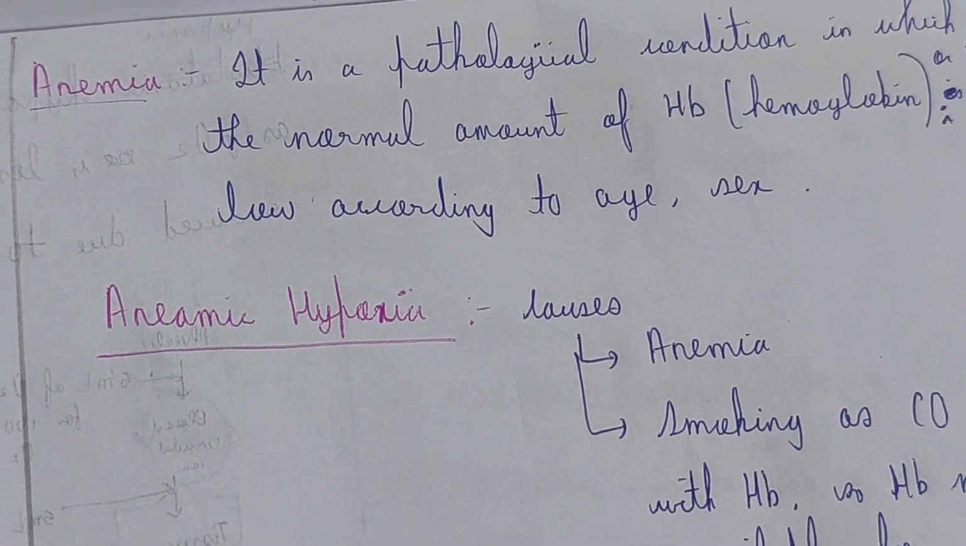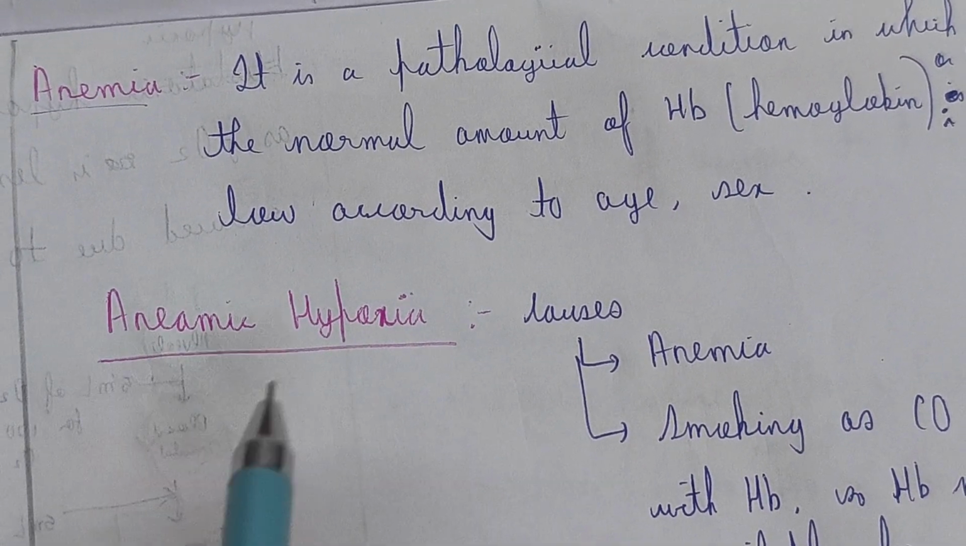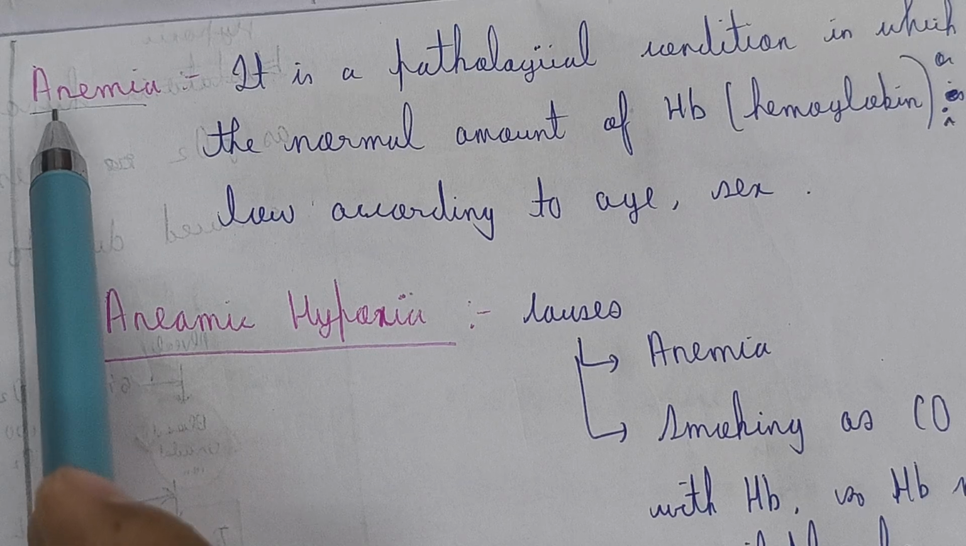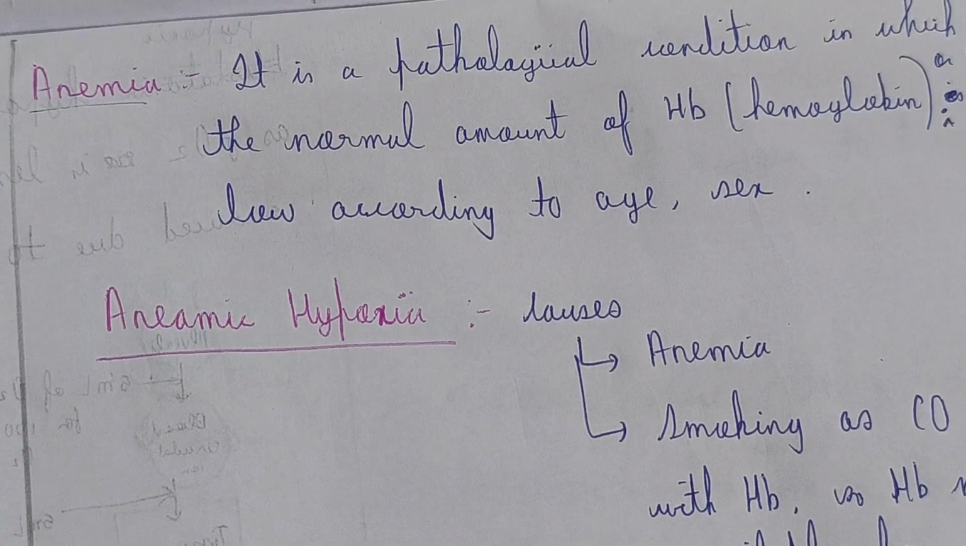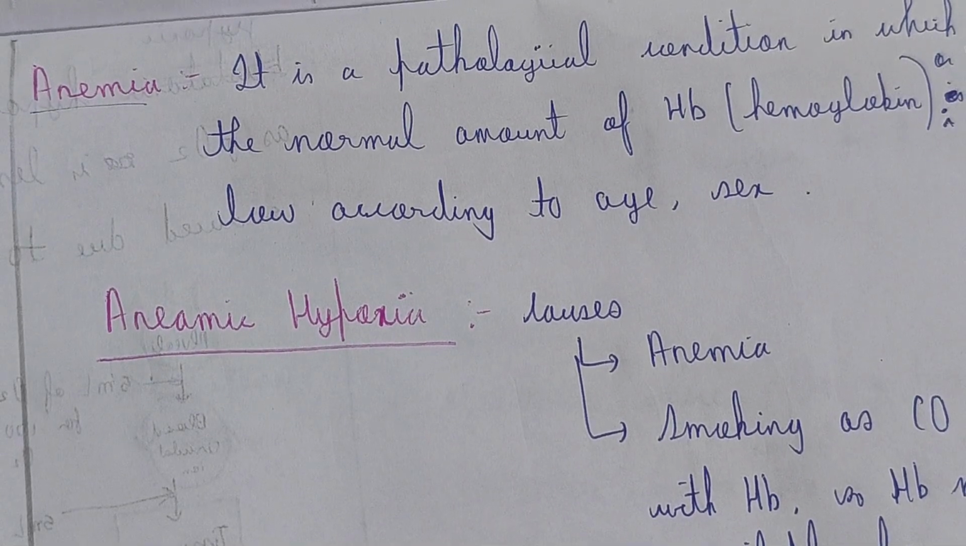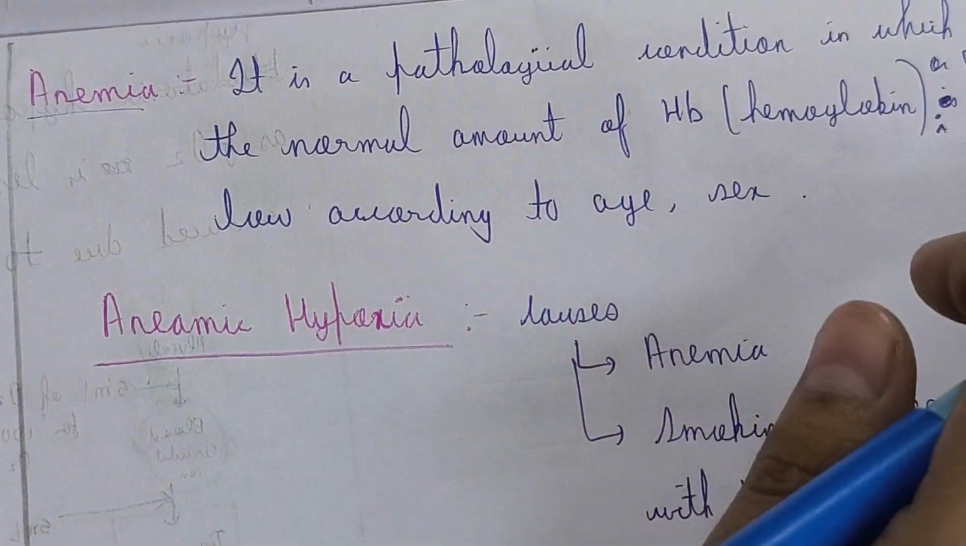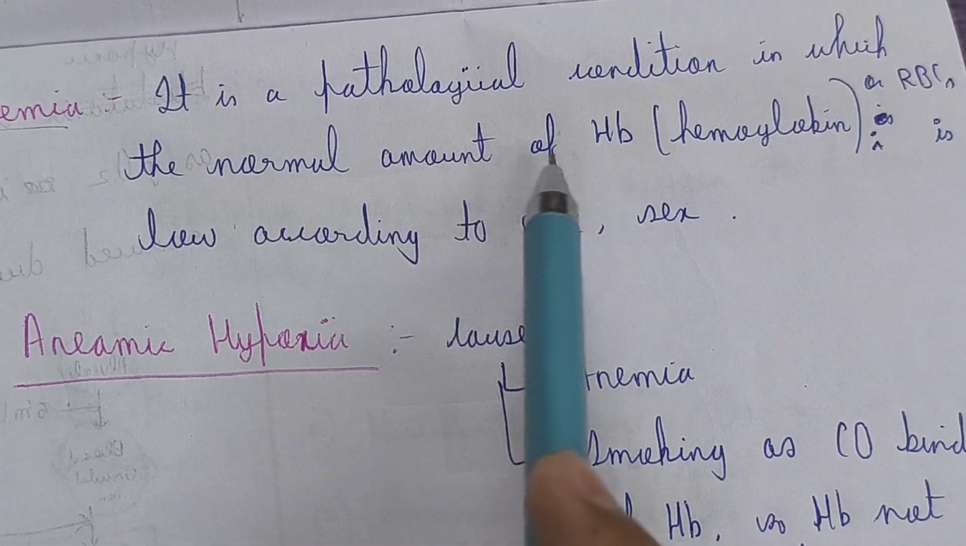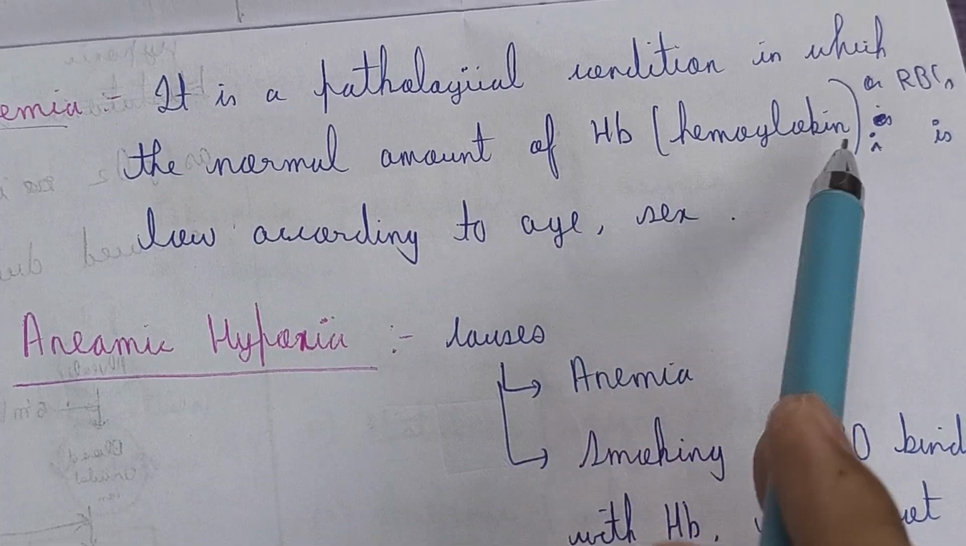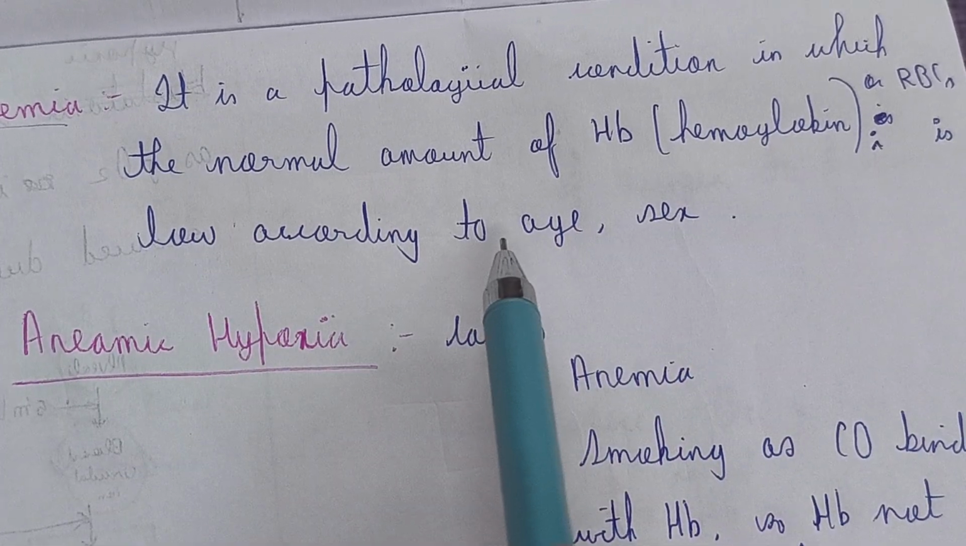So friends, now I will discuss anemic hypoxia. But before anemic hypoxia, you should know about anemia. You will study about this in blood physiology also later. Anemia is a pathological condition in which the normal amount of hemoglobin or RBC is low according to age and sex.